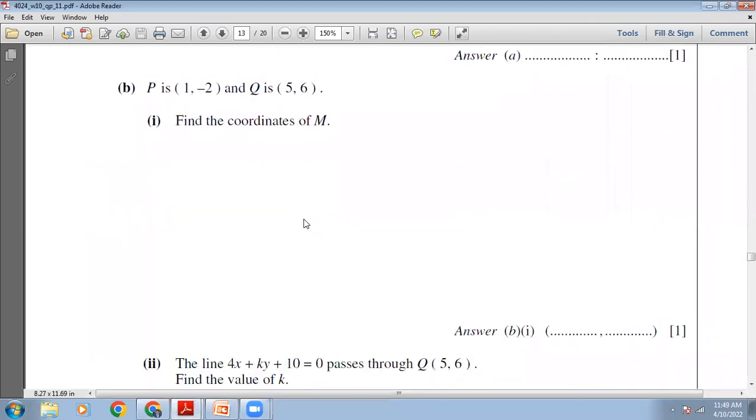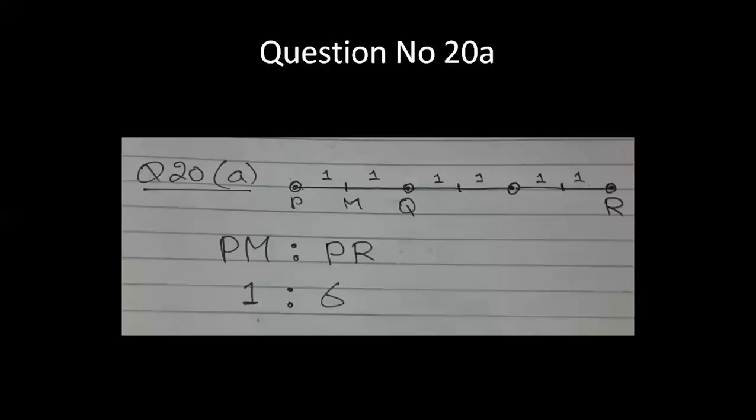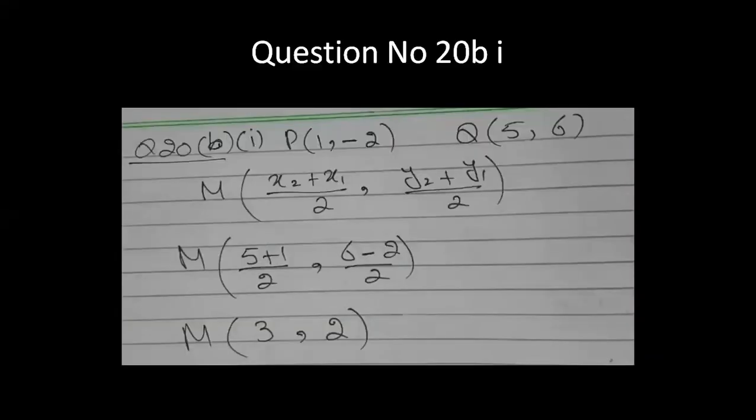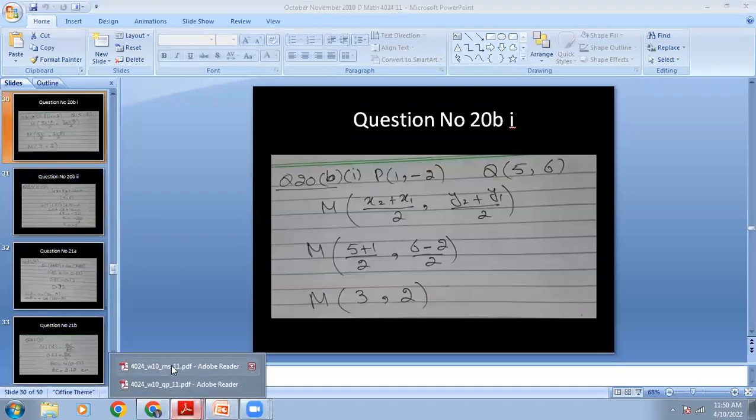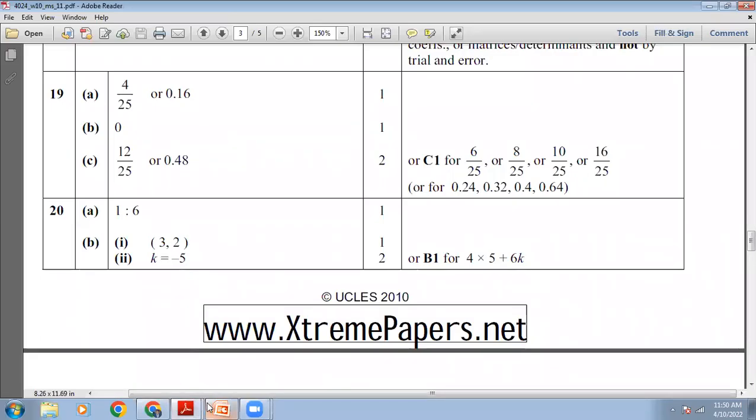He says P is 1, minus 2 and the Q is 5, 6. Find the coordinates of the midpoint M. You remember the formula for the midpoint is (x2 plus x1) divided by 2, (y2 plus y1) divided by 2. So we will apply that formula. 5 plus 1 by 2, 6 minus 2 by 2. And that will be 3, 2. So the coordinates of the midpoint will be 3, 2. 3, 2 is the right answer, sir.